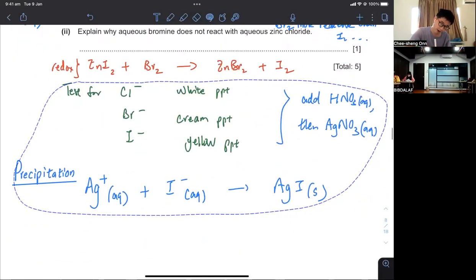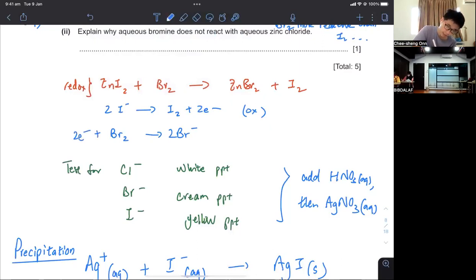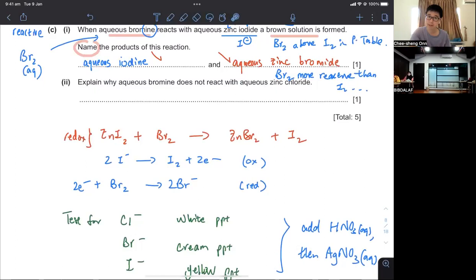Let me just try and write one for you. Okay, like I said, half equation should be pretty easy for you. This is I minus, not I2, because it's in a compound. The I minus become I2. So that is your oxidation. And then your Br2 become Br minus. It's not Br2, it's Br minus, two of them in a compound, ionic compound. And that is your reduction. So that is your redox. And it can happen because bromine is above iodine in the periodic table.